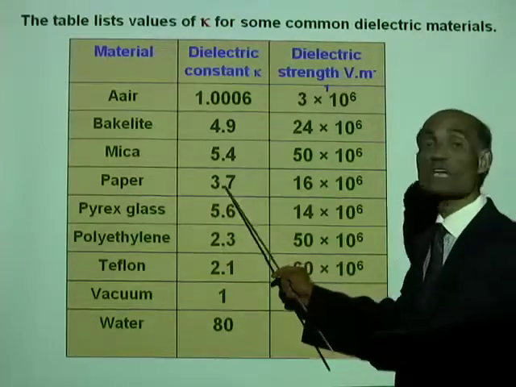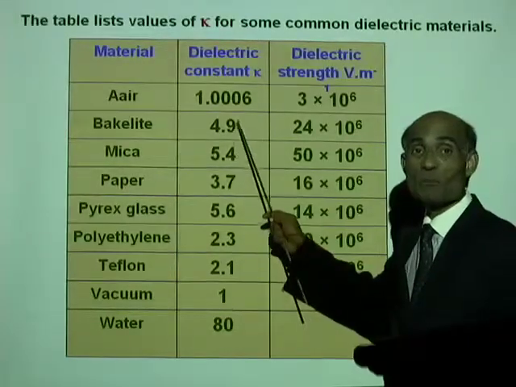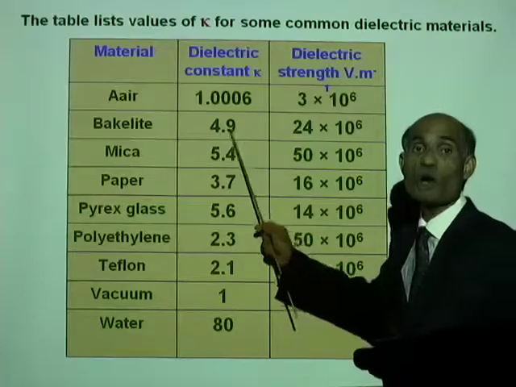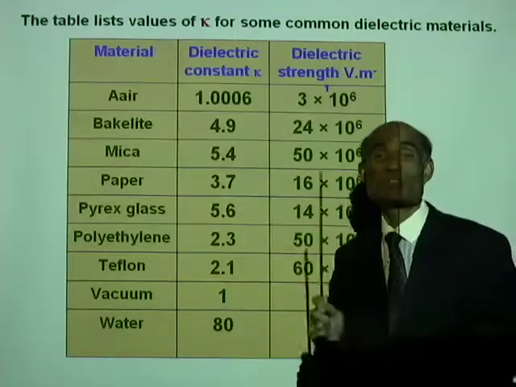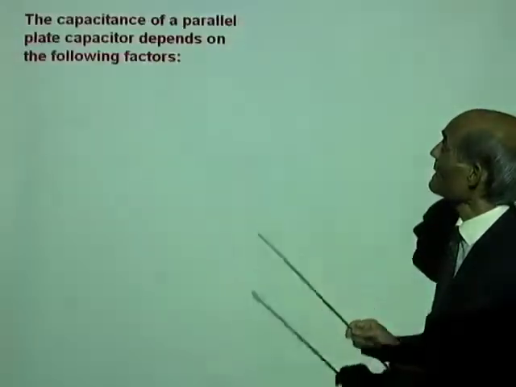Well, paper is a good dielectric, mica is a good dielectric, bakelite, all of them are commonly used to construct capacitors. Alright, let's move on.